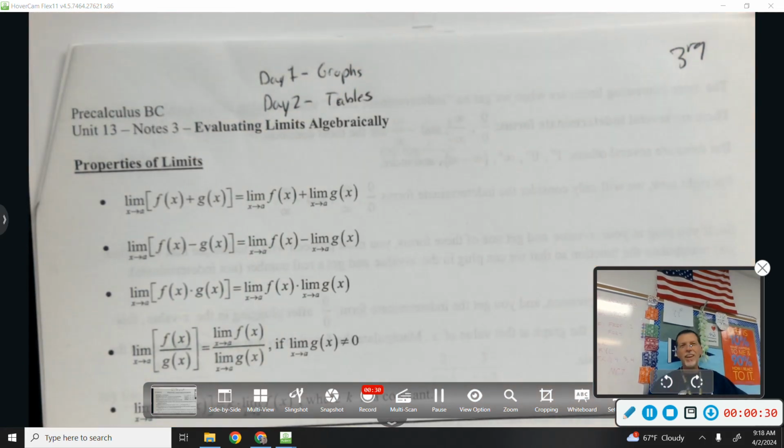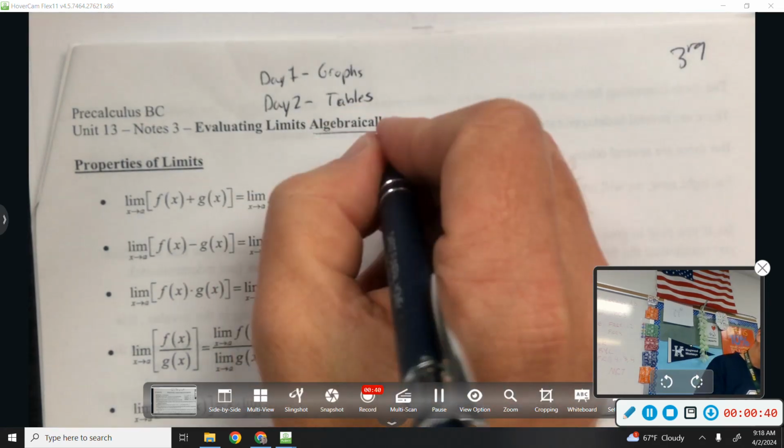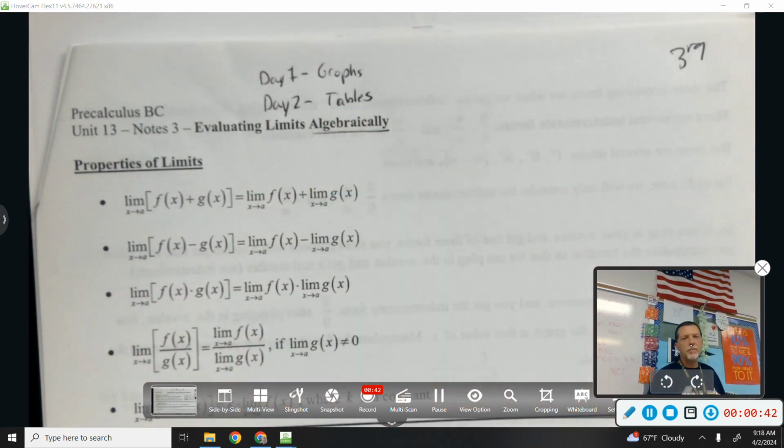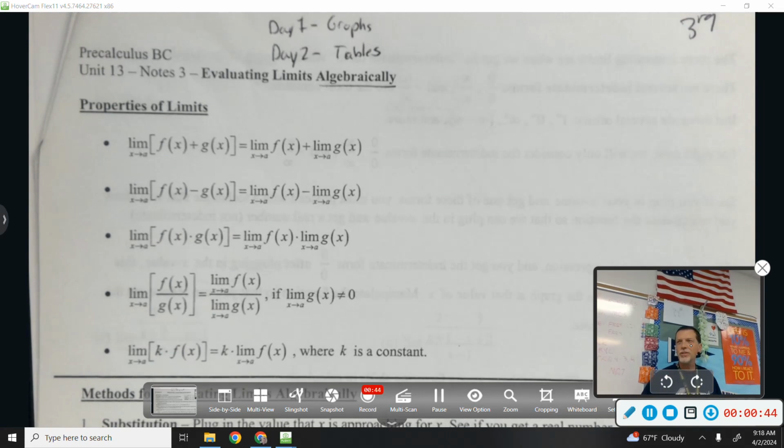Harder than graphs, I guess, but still relatively easy. You're just looking for, are we approaching a number, and is it the same number from the left or the right? Not a big deal. Today, algebraically, I'm just going to say it's significantly more difficult than graphs or tables. But again, graphs and tables weren't hard, so we can be significantly more difficult without reaching difficult. Fair? I hope that's the case.